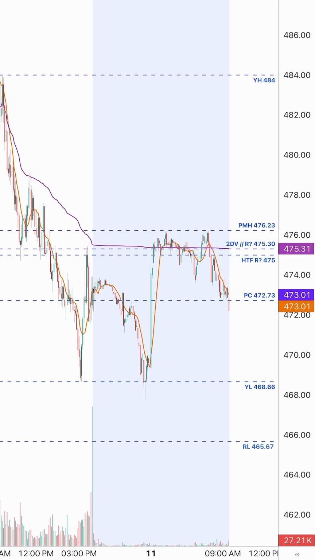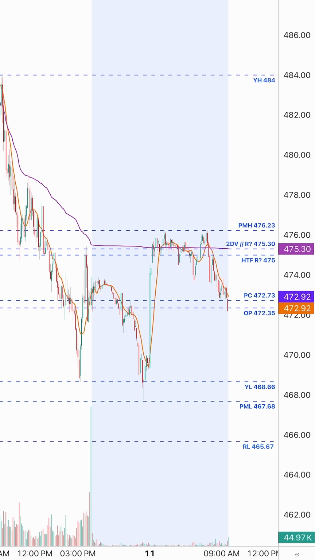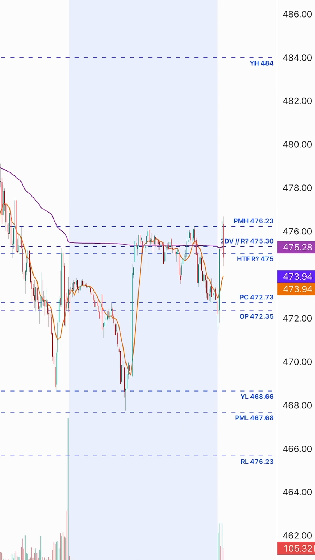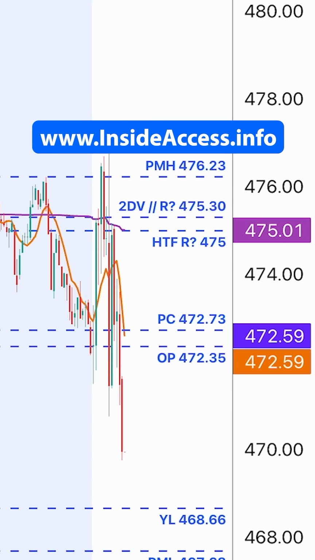Finally, I'll mark the pre-market high, pre-market low, PMH, PML, and once we open, the opening price, which is key as it's where price flips from green to red, or vice versa, on the day. This is all easily done before the open, and we can see how well these levels could work intraday.